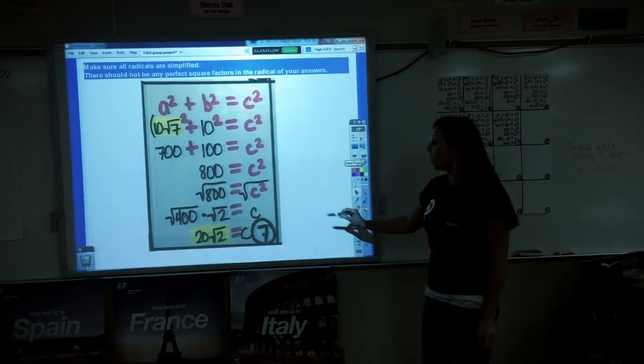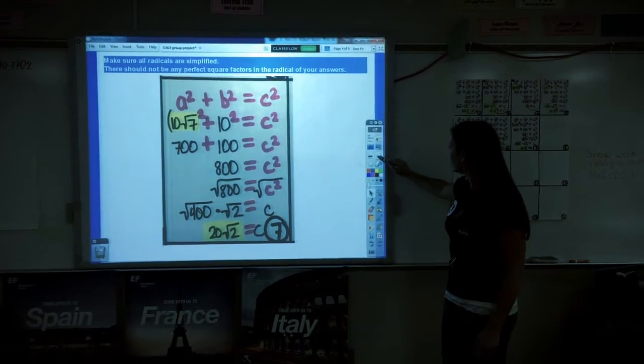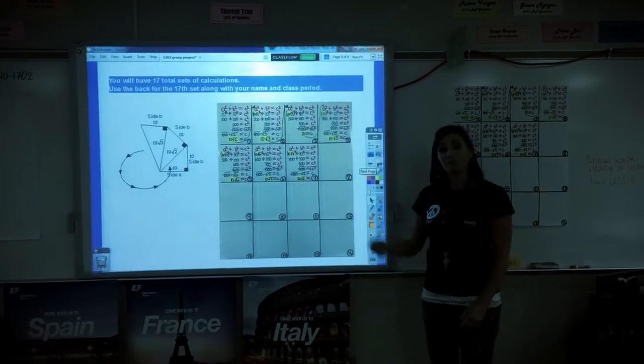So be careful that you have all of your radicals simplified and there are no perfect squares underneath the radical. In all, you're going to have 17 triangles. You'll have 16 on the front and 1 on the back.